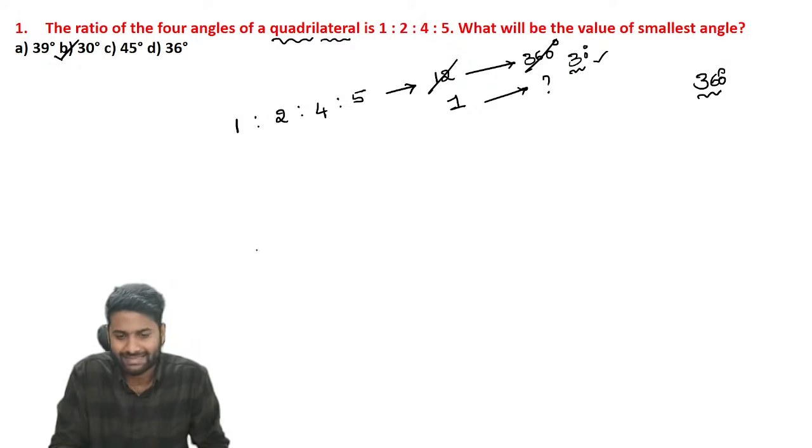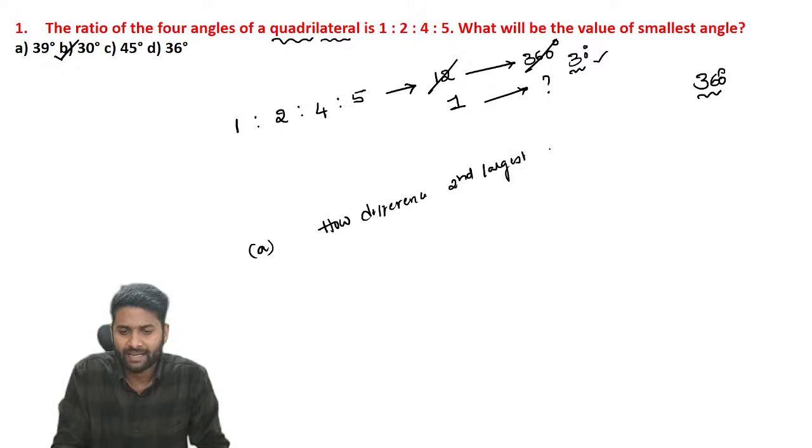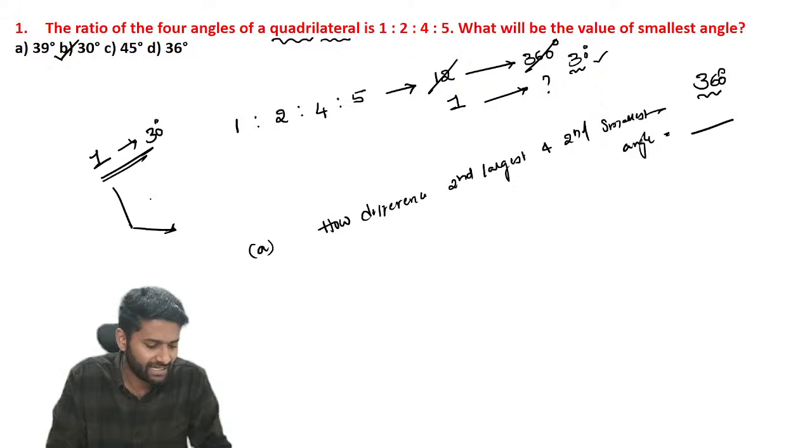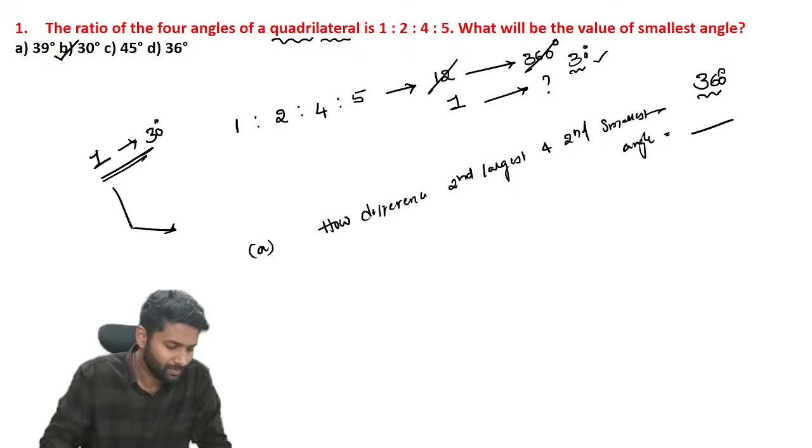I just want to extend one more question. What is the difference between the second largest and second smallest angle? We need the difference. As you know from the comparison, each unit value is equal to 30 degrees. Now compare these values and find the difference. Post your answer in the comment section.